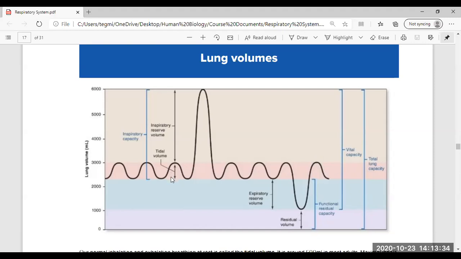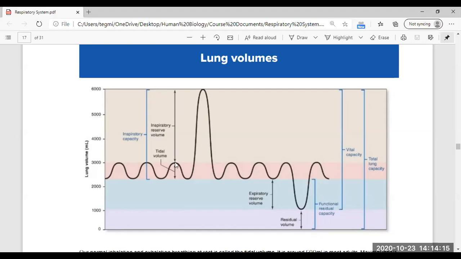Right here, the amount of air that you inhale and exhale during any regular breath is called tidal volume. This is just the amount of air you breathe in or breathe out at this moment, not together, just either the amount you breathe out or the amount you breathe in. Then let's say you breathe in as much as you could, so the amount of air is at its max.